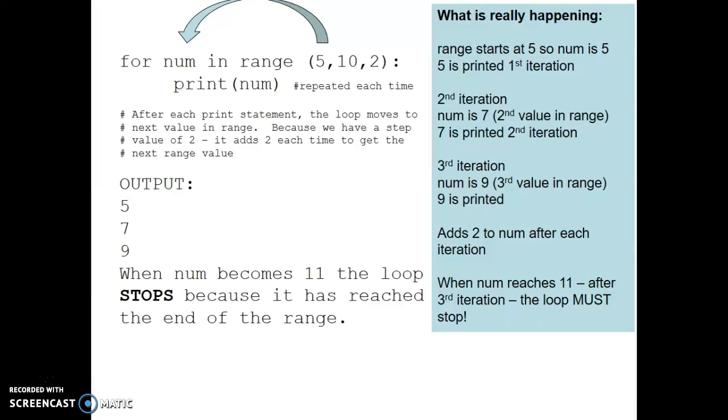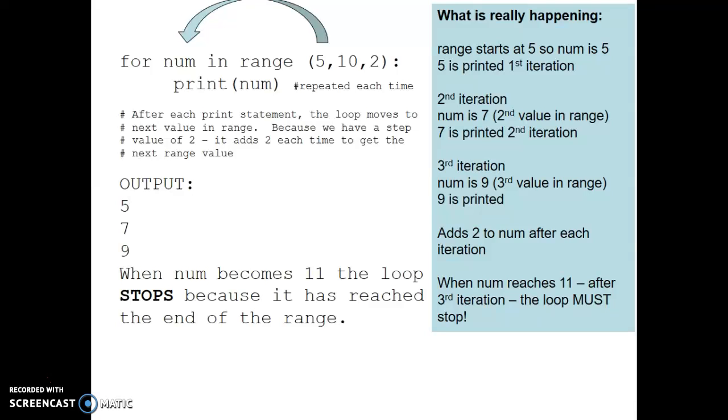So we start at 5 and print it, we add 2, and now we've got 7. We check our limit, we're not at 10 yet, so we're going to print 7. We add 2 again, we're at 9, check our limit, we're not at 10, so we do the loop a third time. Then we add 2 again. Well, at this point, we're sitting at 11. We check our limit and we've exceeded our limit, so we cannot continue the loop. So when num becomes 11, the loop stops.